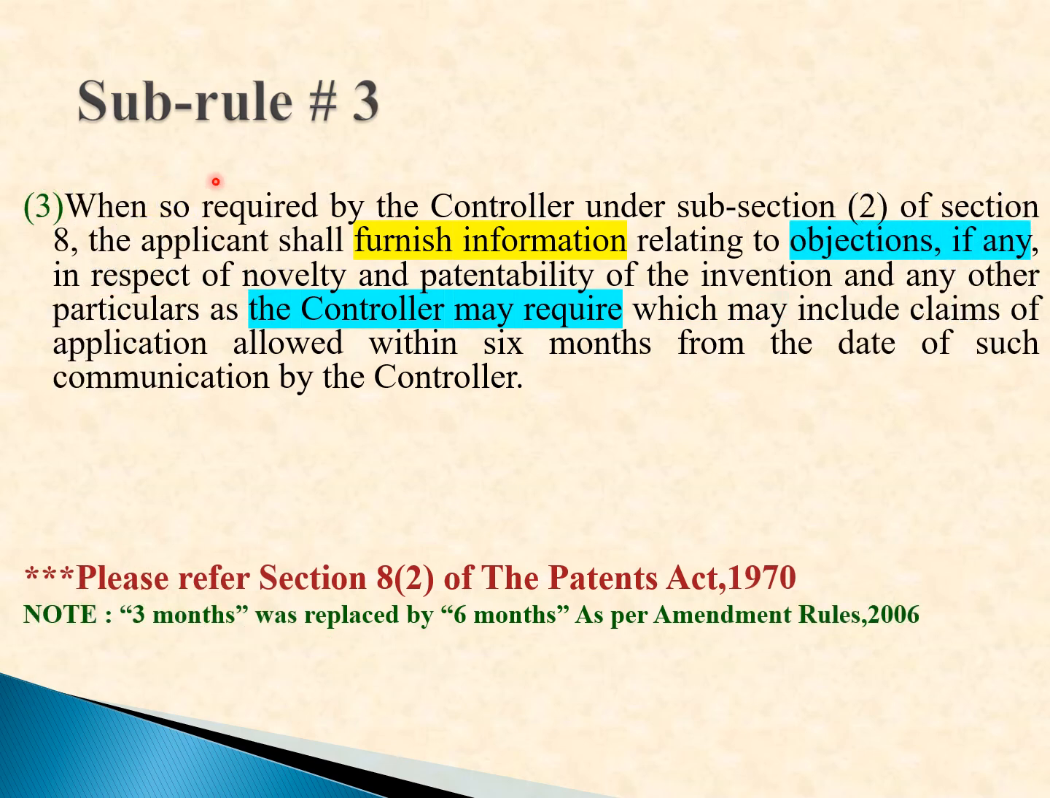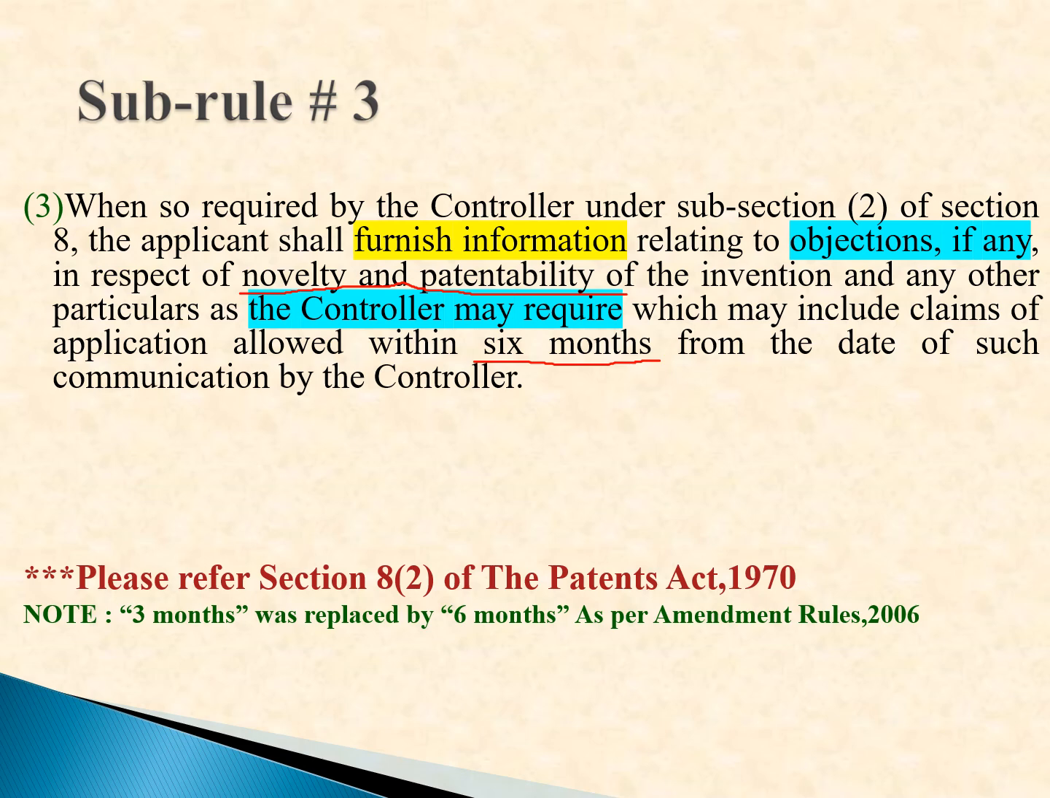And the last sub-rule, that is sub-rule 3. When so required by the controller under subsection 2 of section 8, the applicant shall furnish information relating to objections, if any, in respect of novelty and patentability of the invention and any other particulars as the controller may require, which may include claims of application allowed within 6 months from the date of such communication by the controller. Here, novelty and patentability and this period are the most important things.